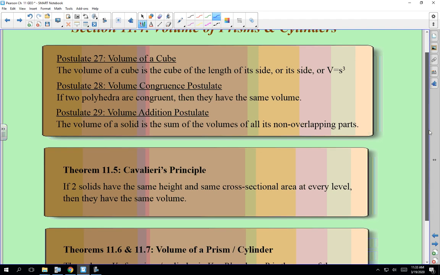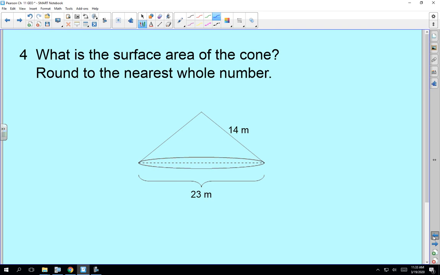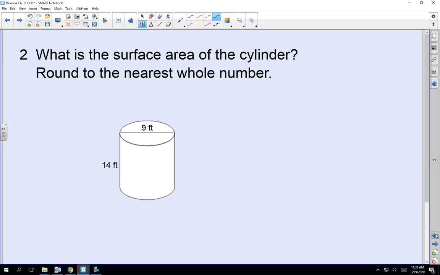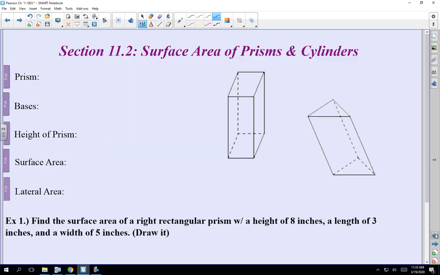shape. Cavalieri's principle is interesting. It says if two solids have the same height and the same cross-sectional area at every level, then they have the same volume. That's what allows us to say that if you go back a little bit here, let's go find it. Go back. I had a picture earlier. There it is.